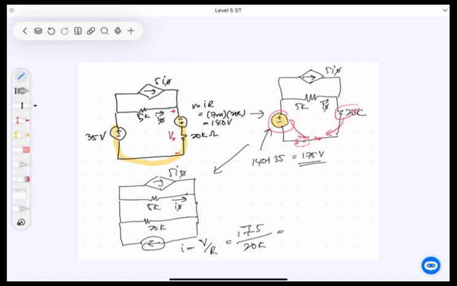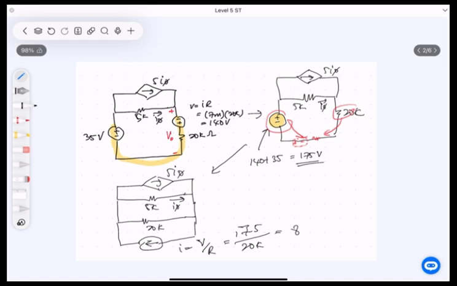Okay, what's the value over there? 175 divided by 20k gives me 8.75 milliampere.